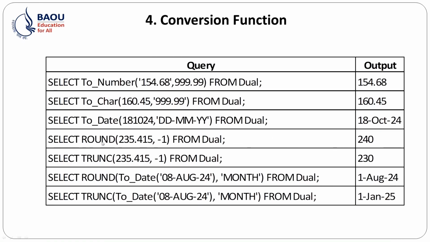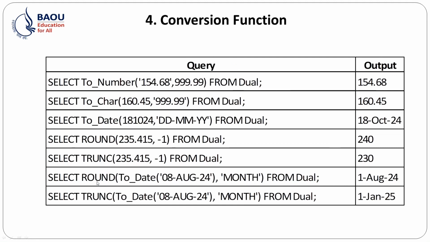Now round function. Round function, here -1 means before the point, 35. 5 is rounded up to 4. So 240 is displayed. Now truncate displays the same number using truncate. So -1 means it is not rounded. Here it is rounded, so it will display 240. And here it is not rounded but -1 means 230. The 5 is converted into 0.